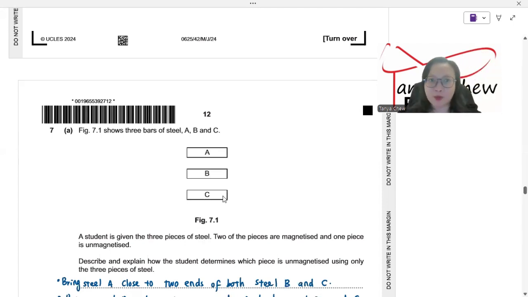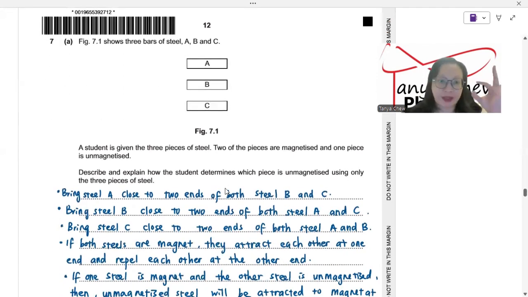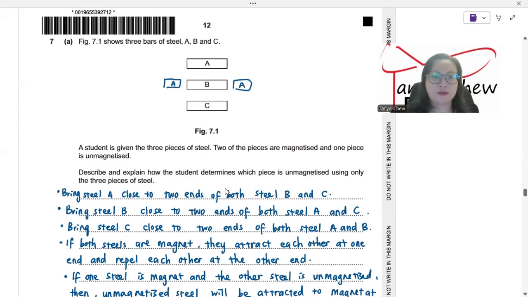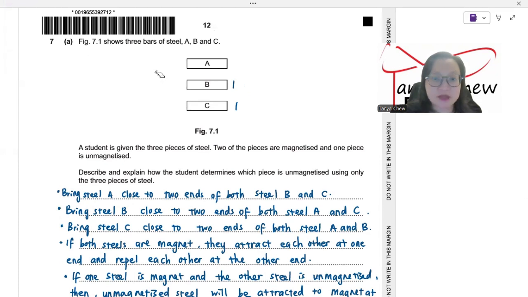Now, I state one by one. I do the experiment one by one. I say I bring steel A, right, close to steel B first. Make sure that this is steel A close to B, then bring steel A close to C and steel A close to C again. So you bring steel A close to 2 ends of B and C.